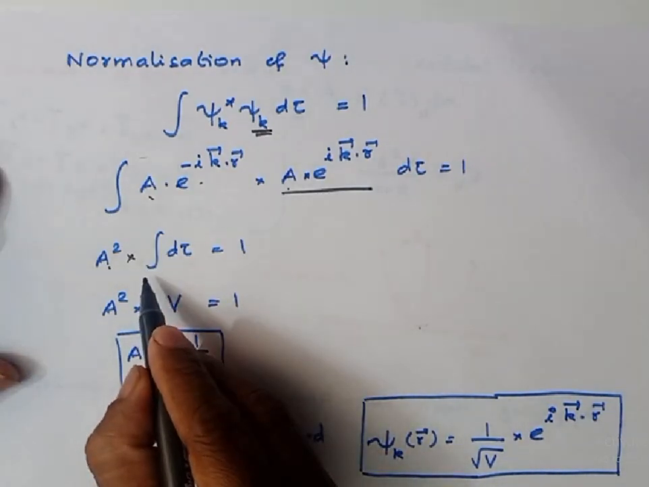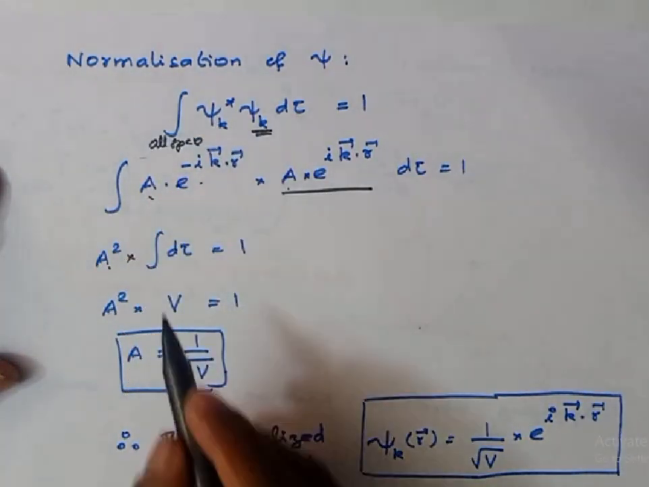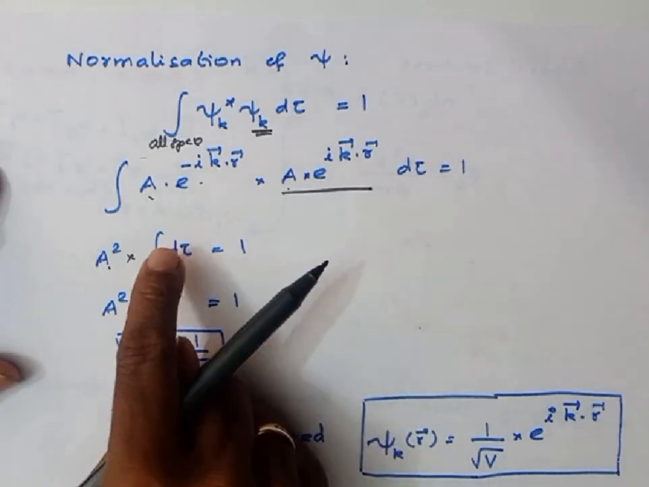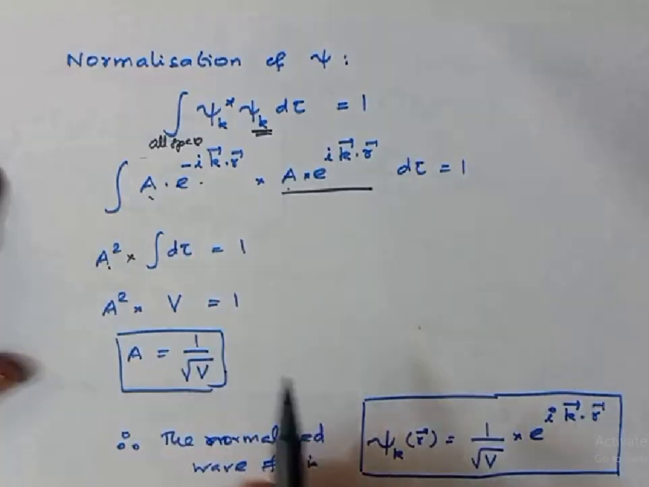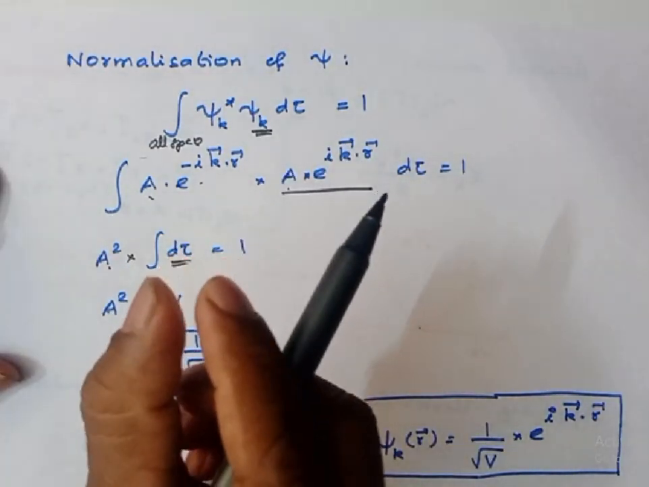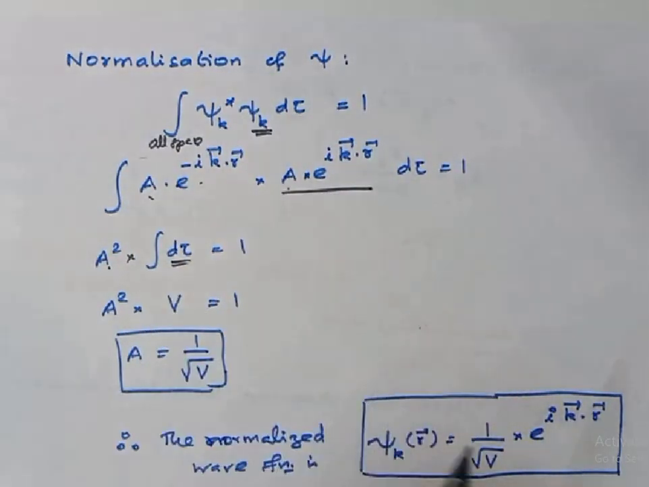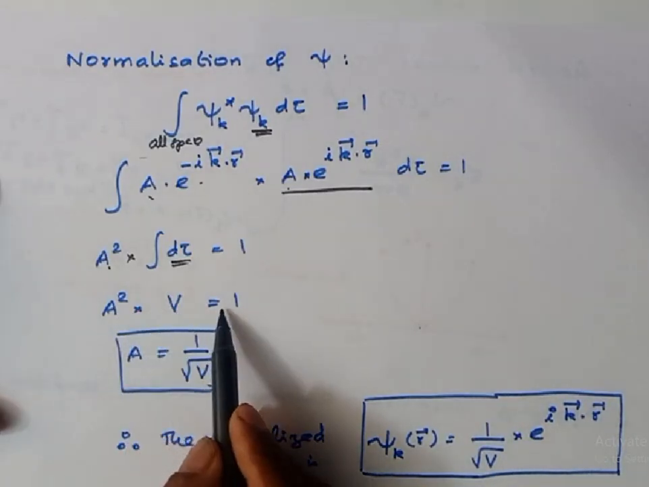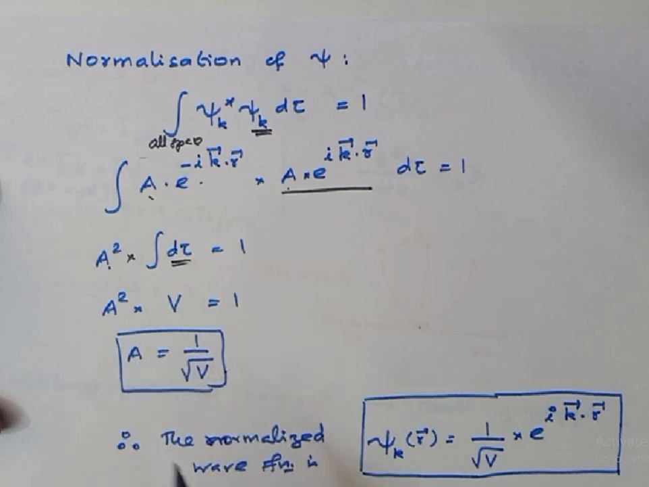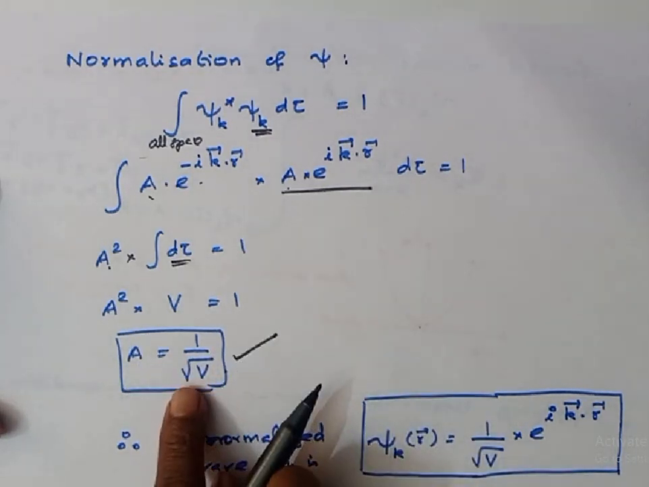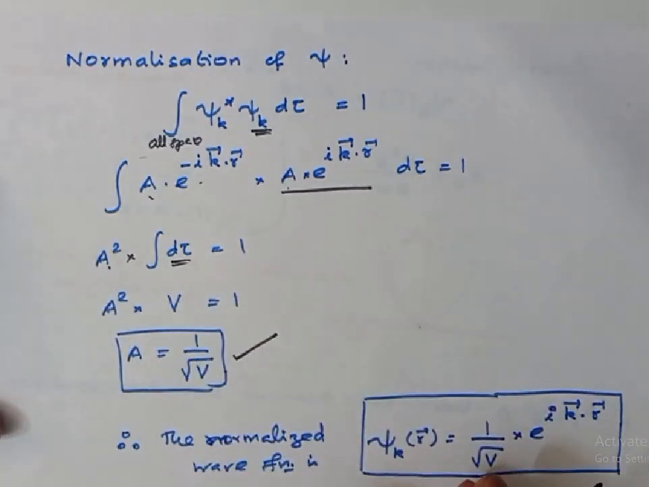Here I am integrating over all space. If I integrate through all space, I'll get what is called the volume. D tau is the volume element, a small volume element. If I integrate through all space, I'll get the volume of the metal. So A square into V equal to 1, or A square equal to 1 by V, or A is equal to 1 by square root of V. This is the normalization constant for the free electron which is confined in the metallic piece.